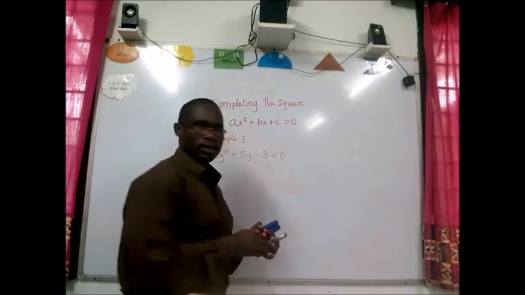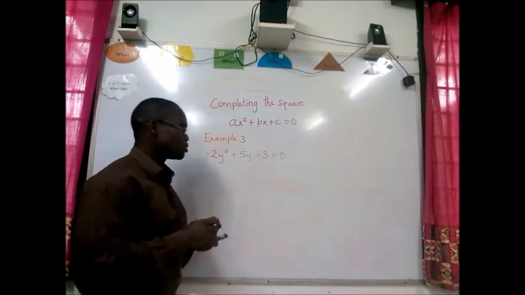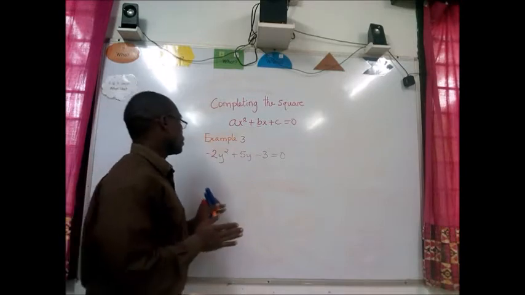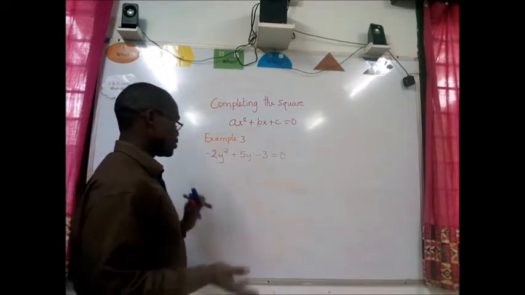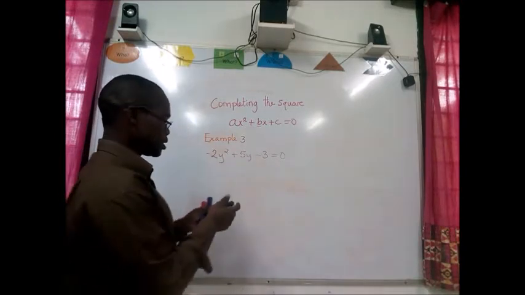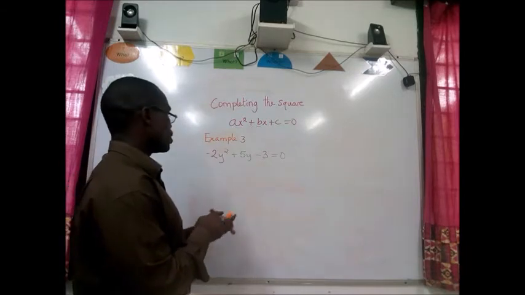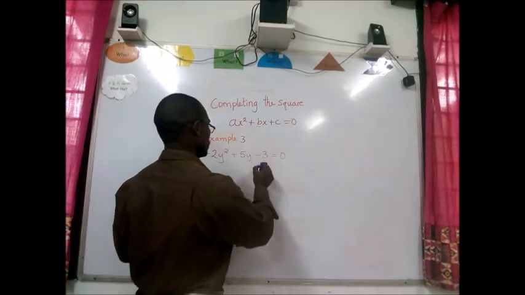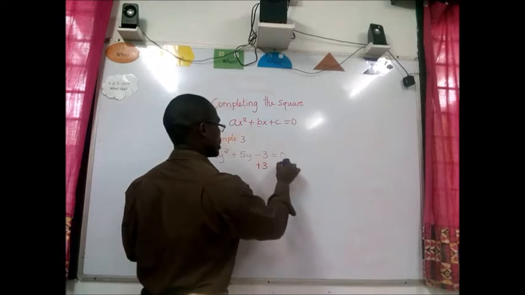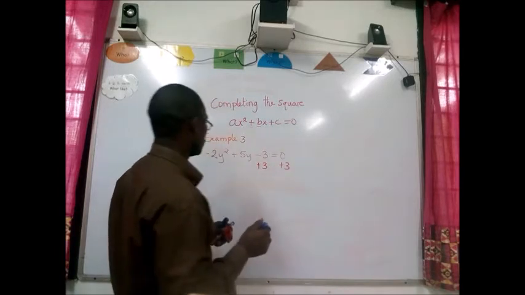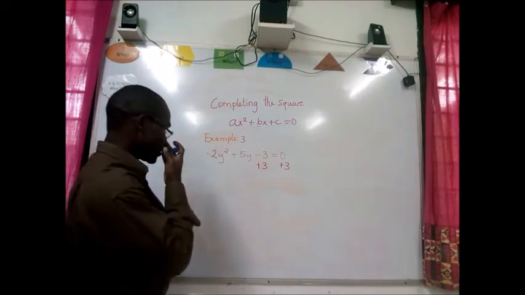Okay? So, what are you going to do? The first thing is that the variables should be on your left and the constant should go on the other side. How do you do this? We add 3 on both sides as usual. As always we do that.